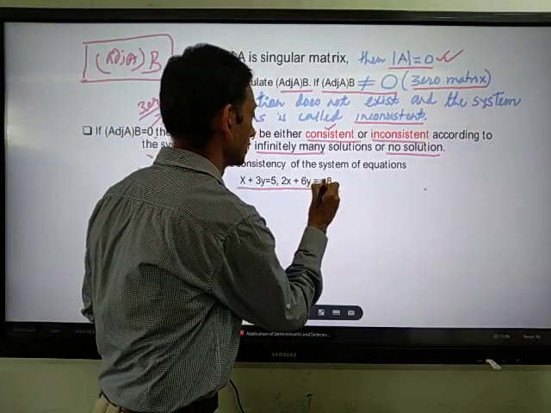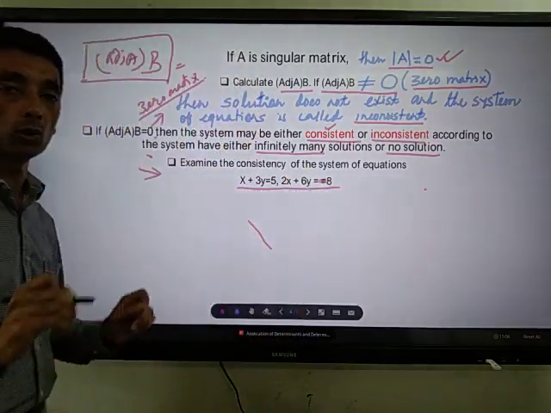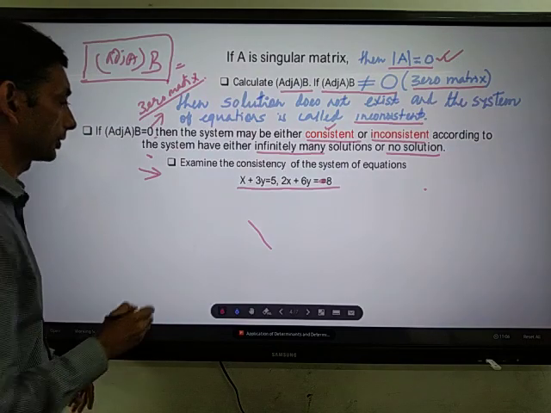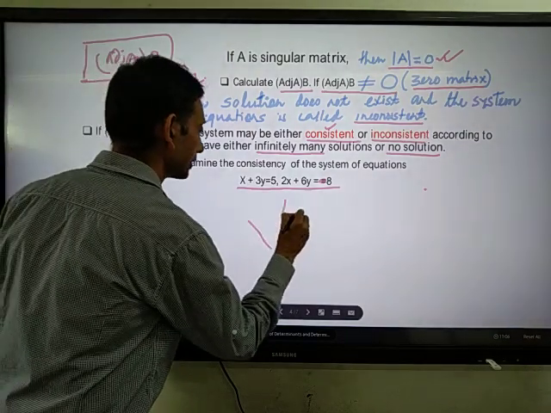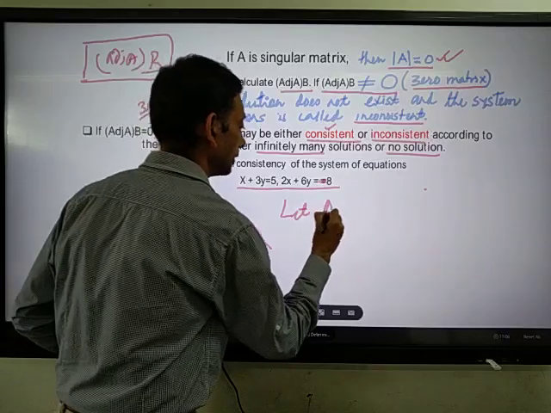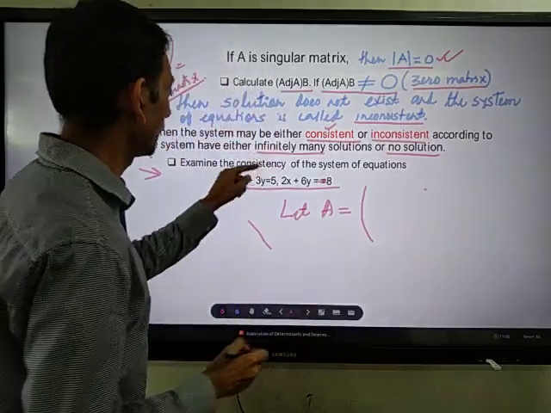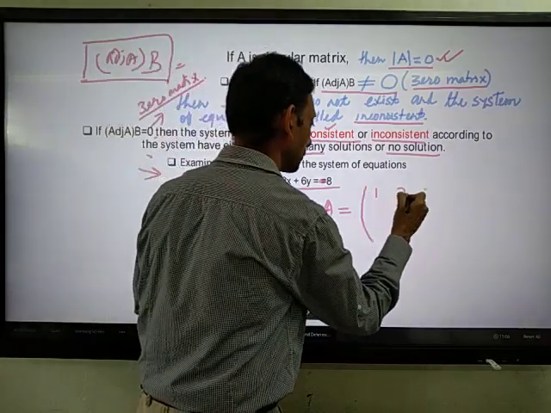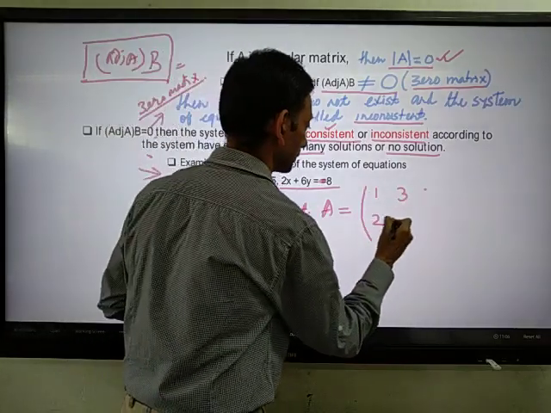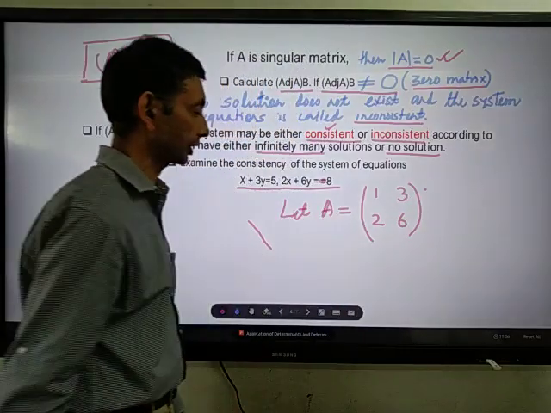This will be only 8. Okay, we'll focus only on the coefficient matrix. Let it be A. What is the coefficient matrix here? The coefficient matrix is 1, 3, 2, 6. Right? This is the coefficient matrix.